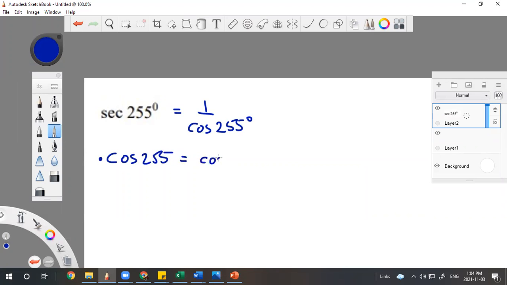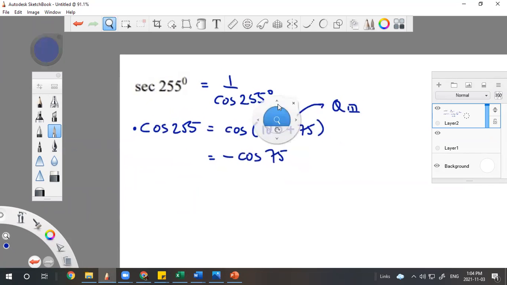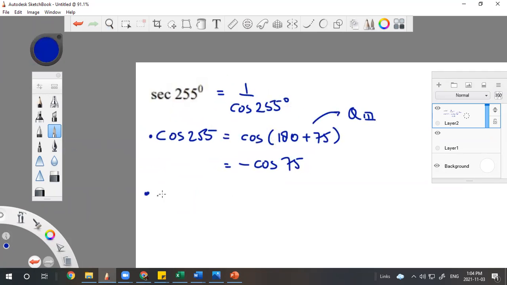Berapa ya cos 255? Cos 270. Jangan 270 biar nggak bingung. 180 plus 75, right? So, lu ingat 180 plus tuh kuadran berapa? Kuadran 3. Third quadrant, the value of cos is negative. Ya kan? And then 180 tetap 75. Oke, negative cos 75 berapa? Keep dulu. Yuk hitung dulu cos 75, kita udah tahu dong, 45 plus 30, right?